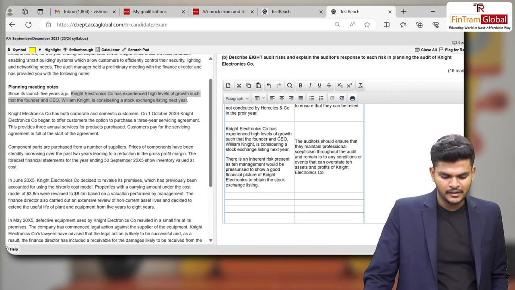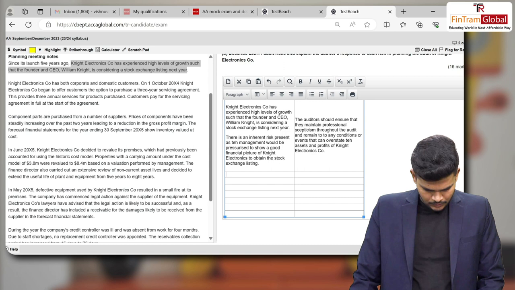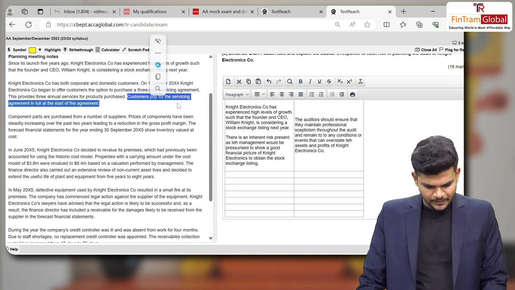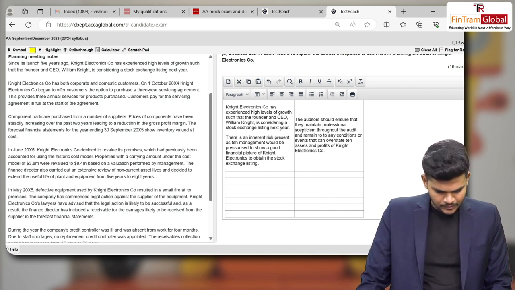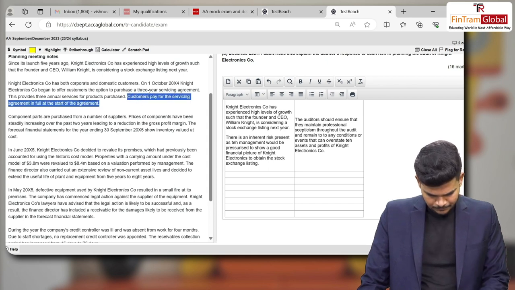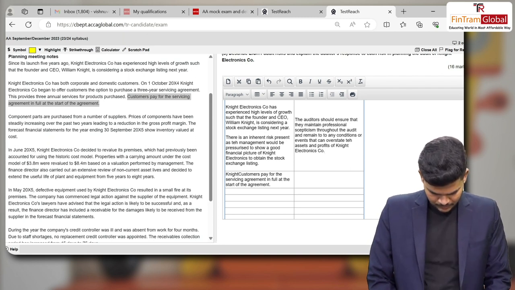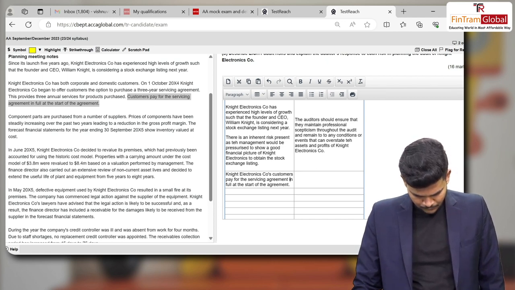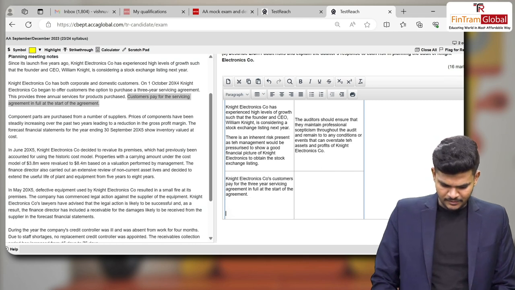And now let's move on to a bit stronger set of risks. Okay, folks, so let's have a look at that. The next risk would be in relation to, I believe, revenue recognition, isn't it? It said here that customers pay for the servicing agreement in full at the start of the agreement. I'll just copy paste this instance and say that Knight Electronics Co's customers pay for the 3-year servicing agreement in full at the start of the agreement.